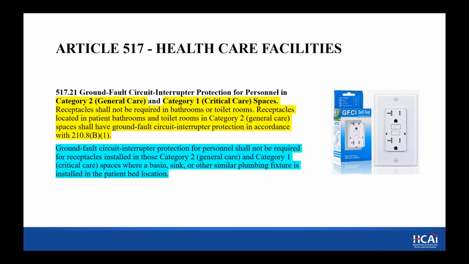What we see in all of our facilities, hospitals, is that there are sinks out in the patient area, typically within 6 foot of the patient bed, stationed for nurses to clean their hands before and after seeing patients. So this is an exception. Ground fault circuit interrupter protection for personnel shall not be required for receptacles installed in those general care and critical care spaces where a basin sink or other similar plumbing fixture is installed in the patient bed location. So this is one exception to the 6 foot GFCI for all receptacles within 6 foot of sinks.